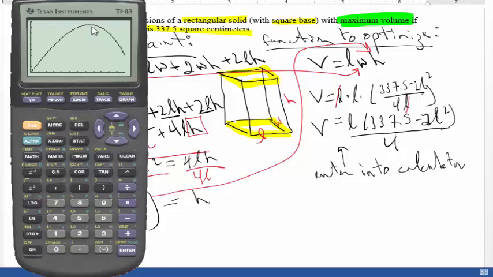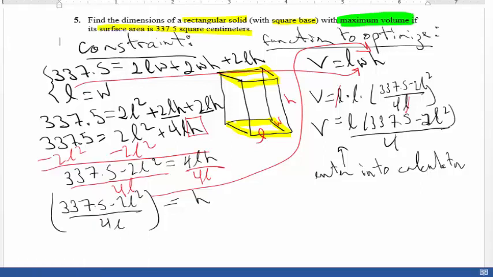Now you can see we have a maximum point right here, which we're going to find by doing our calc maximum. And when we do this, left bound, right bound, guess, and we get 7.50000015, which is 7.5. So I'm going to say the length is 7.5, and this is measured in centimeters. Now we know the width is also 7.5 centimeters because they're equal.